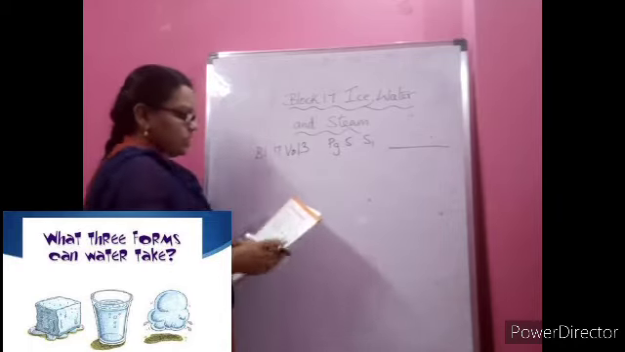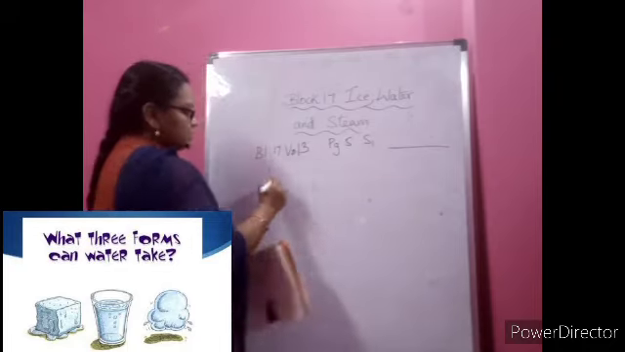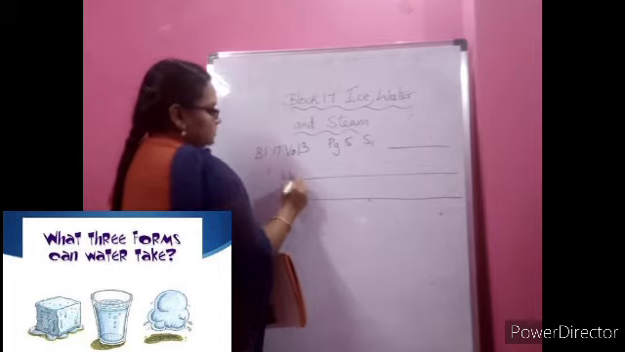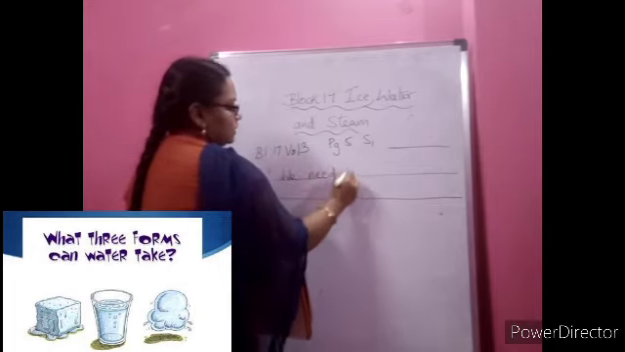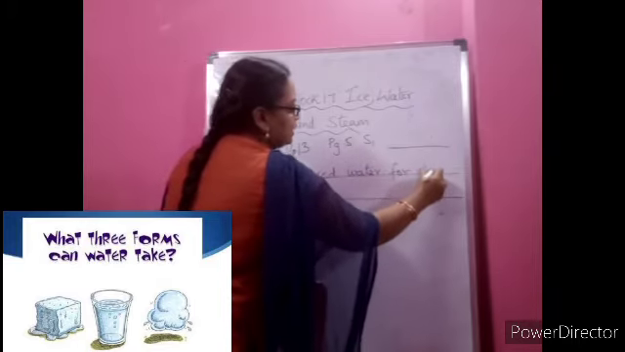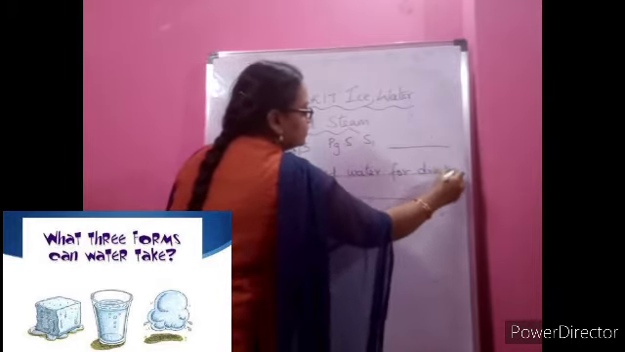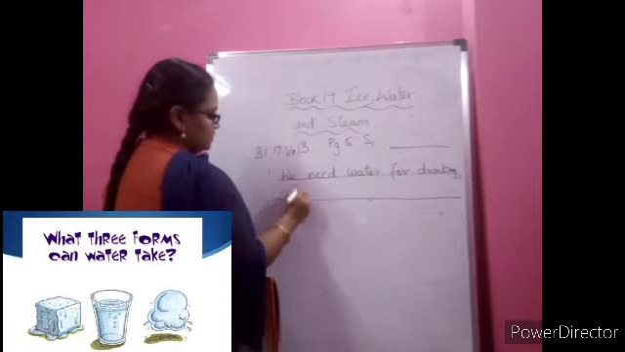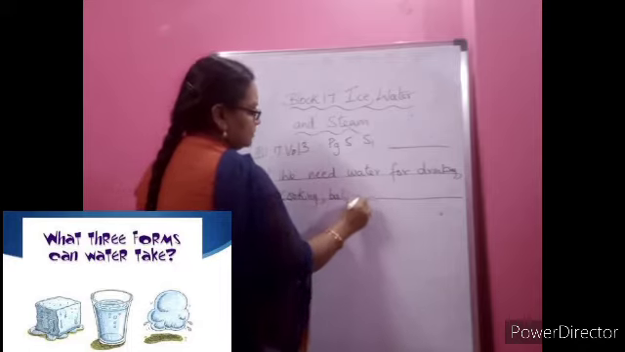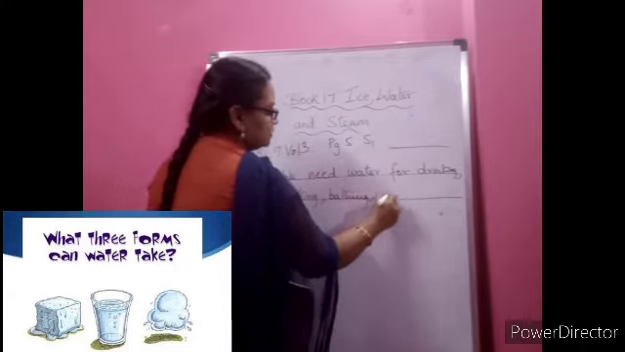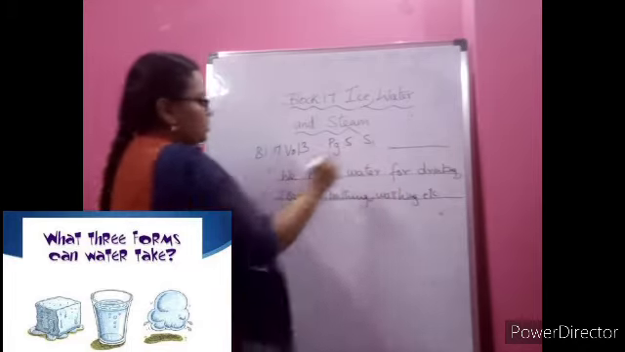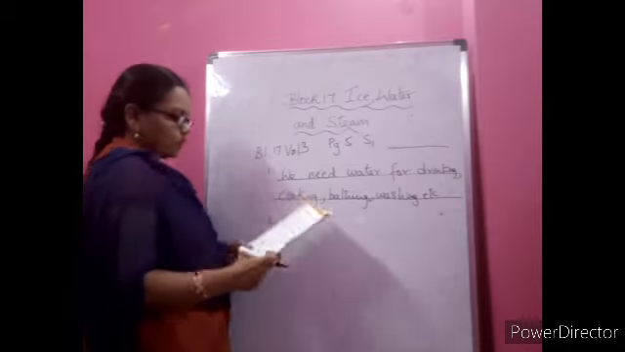And first question you see, why is water important for us? Because we need water for drinking, cooking, bathing, washing, etc. That is why it is important. You can start like that. It is because we need water. You can make it as a proper statement also.